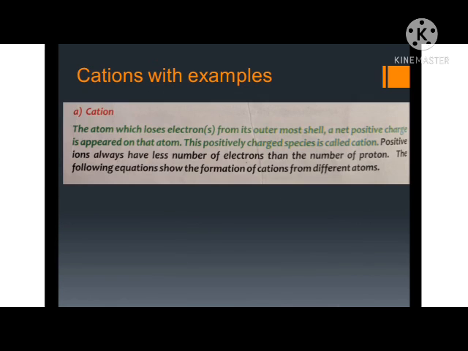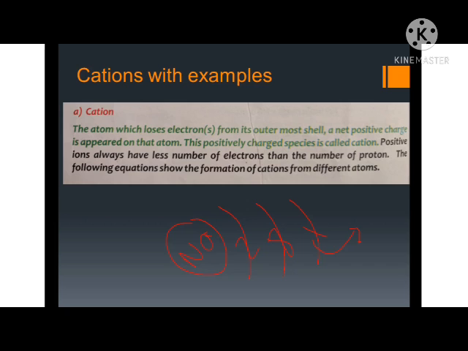Let's consider cation with an example. The atom which loses electrons from its outermost shell shows a net positive charge. Consider again sodium. Sodium has 3 different shells: here are 2 electrons, here 8 electrons, here is 1 electron. To obey the octet rule, it is required to remove the outer 1 electron.